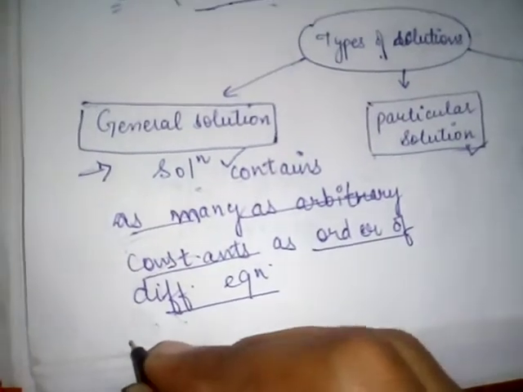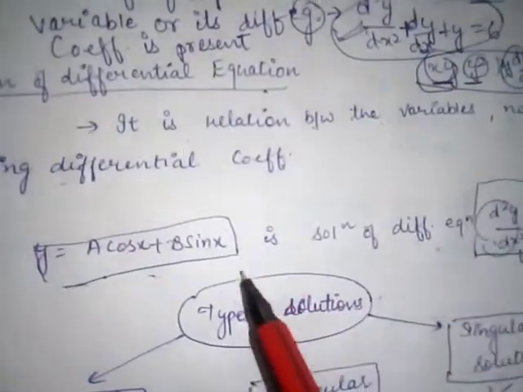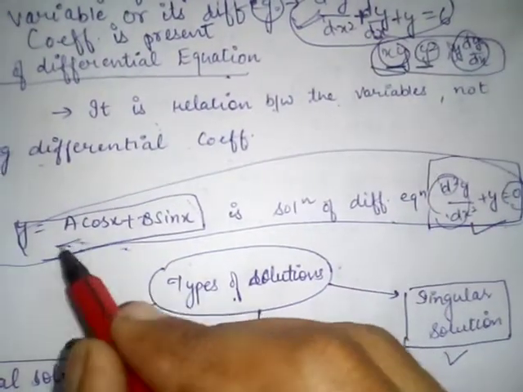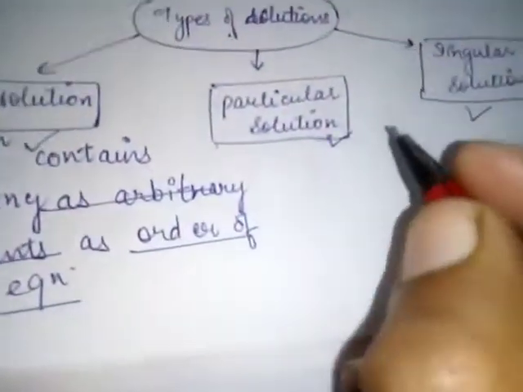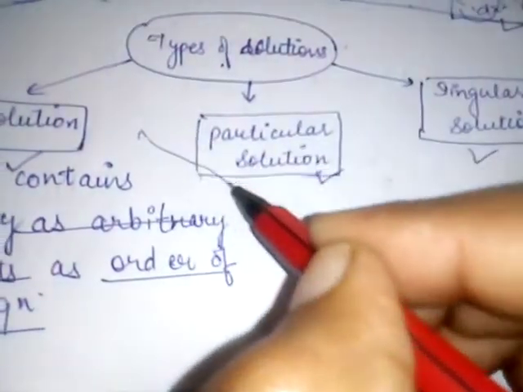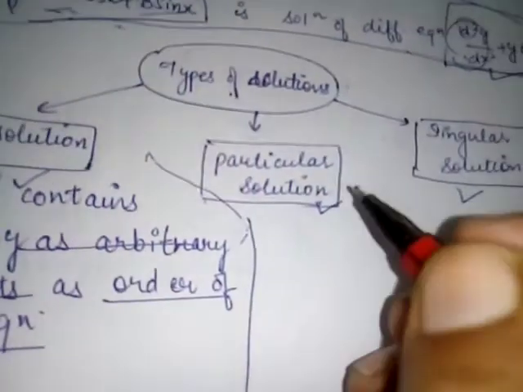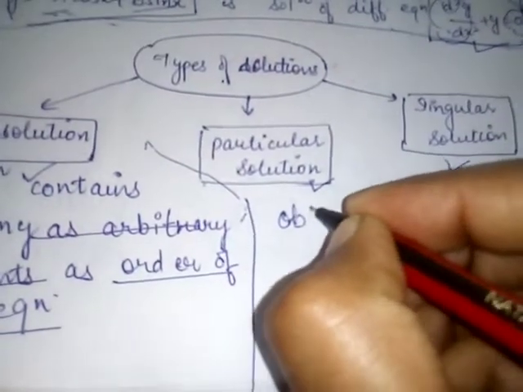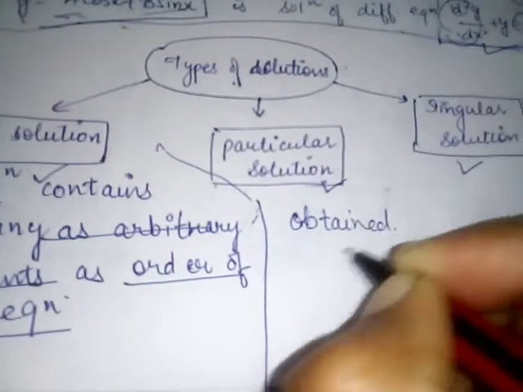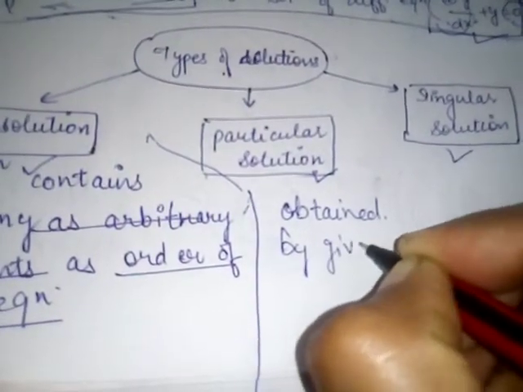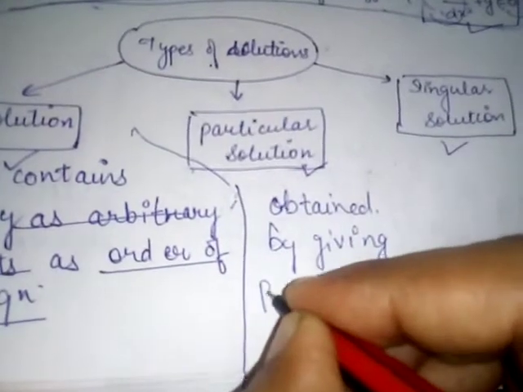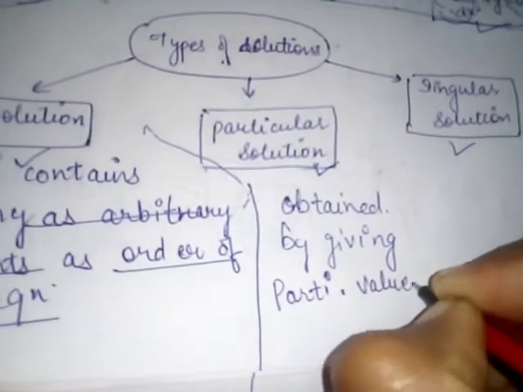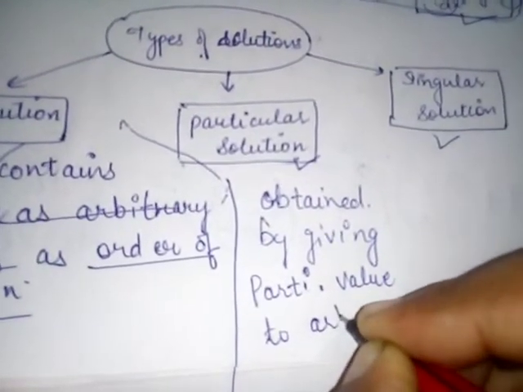For example, this example is an example of general solution. Order is 2 and arbitrary constants are also 2. If we talk about the particular solution, it is the solution which is obtained by giving a particular value to the arbitrary constant.